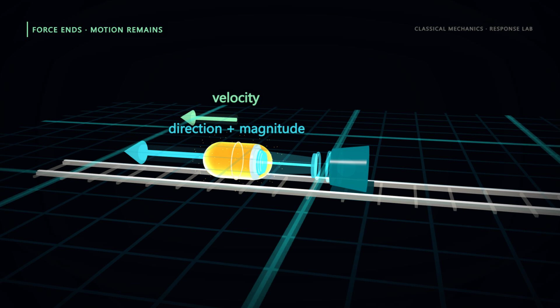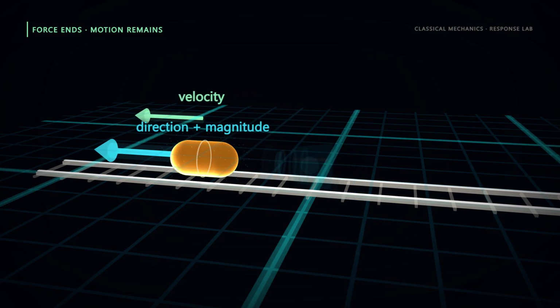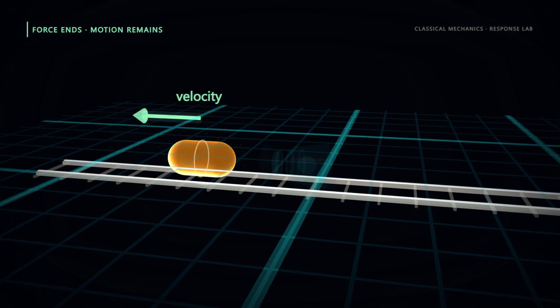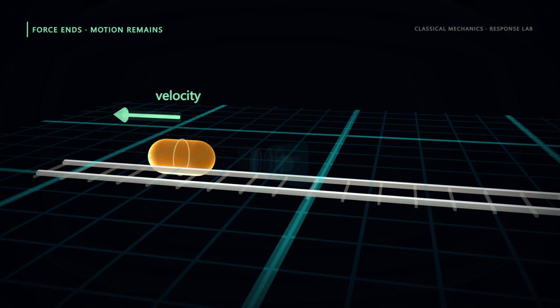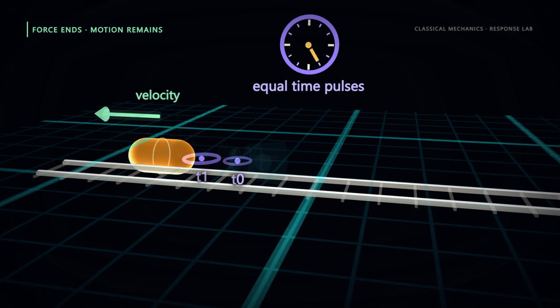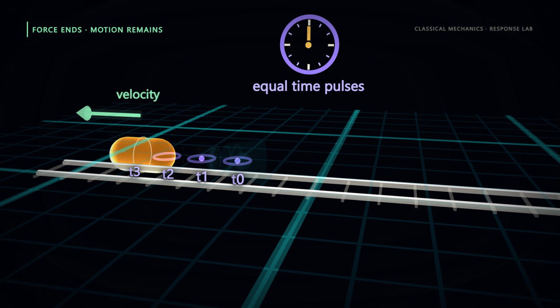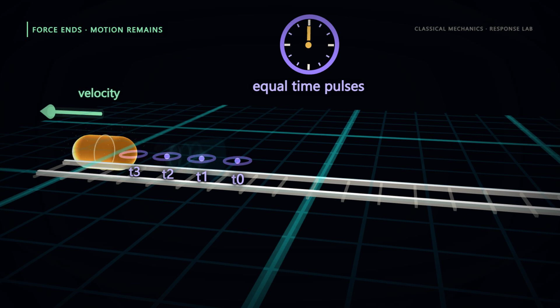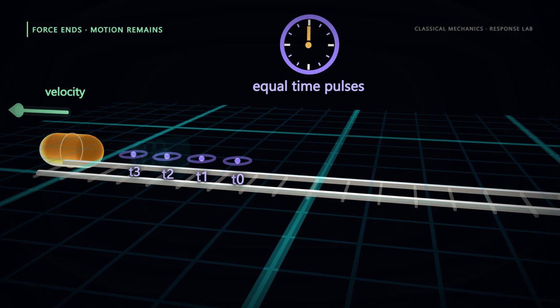Now let the interaction end. The pusher retracts and the force arrow shrinks all the way to 0, but the capsule does not stop. On this nearly frictionless track, equal clock pulses find it at equally spaced positions. It keeps moving with constant velocity. The push changed its velocity. It does not need to remain for motion to continue.